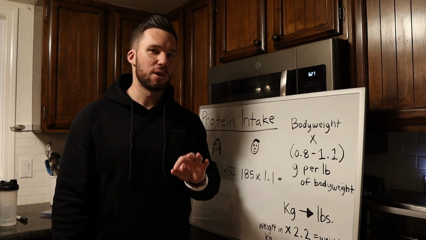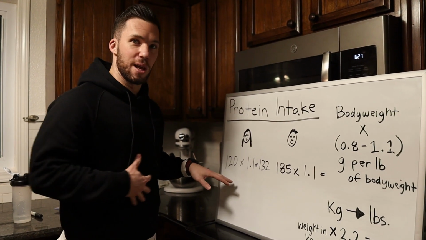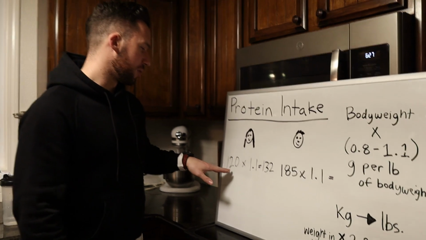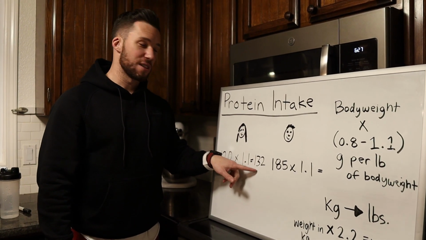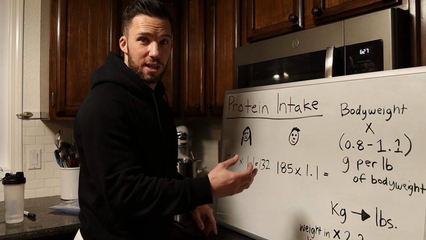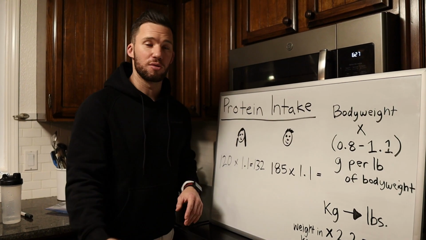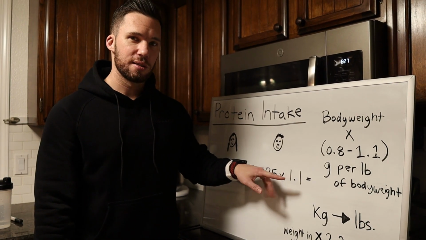So my wife's already pretty lean, so she's just trying to be able to see her six pack and everything. So we're going to use 120. We're going to multiply it by 1.1. That gives us 132. That's going to be grams of protein. So 132 grams of protein. For me, I did 185. We're going to multiply it by 1.1 because I'm pretty lean.